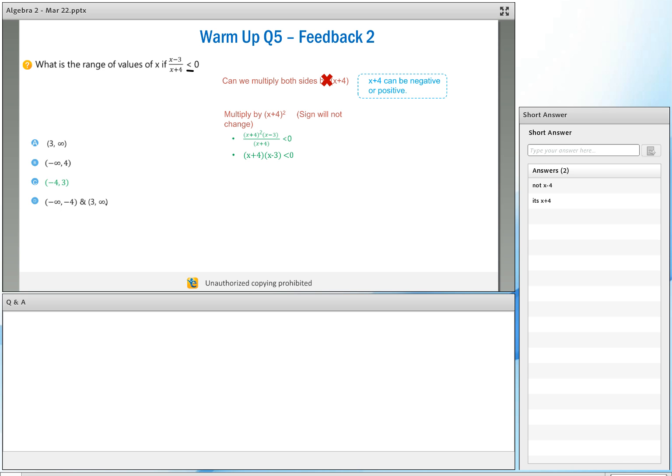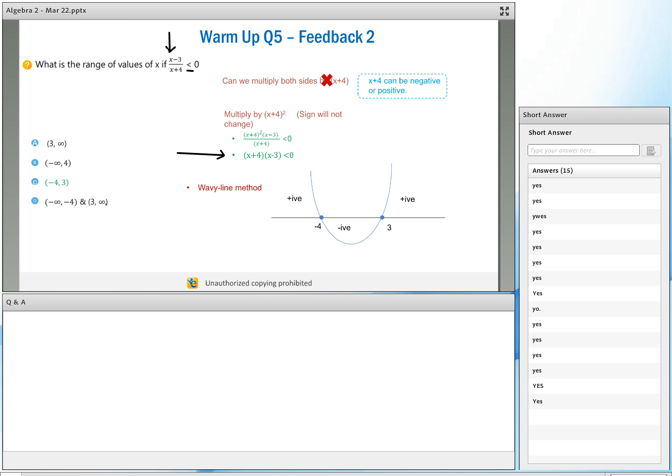As you do that, this fraction suddenly changes into this inequality. Why? Because the x plus 4 in the denominator cancels one of the x plus 4s in the numerator. Is everyone there with me so far? All right, perfect.